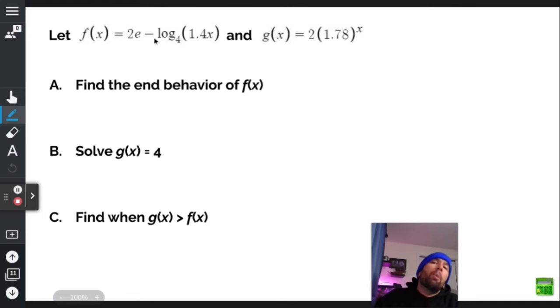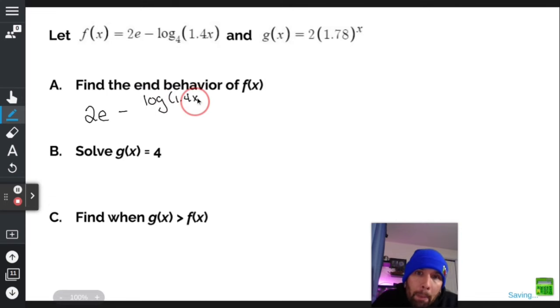I need to throw that into my calculator. Problem. I don't have log base 4 in my calculator. I have log and I have ln, so we need to use the change of base formula. So when I throw this into my calculator, I'm going to make sure that I have log of 1.4x on the top in the numerator and log of base 4 in the denominator.